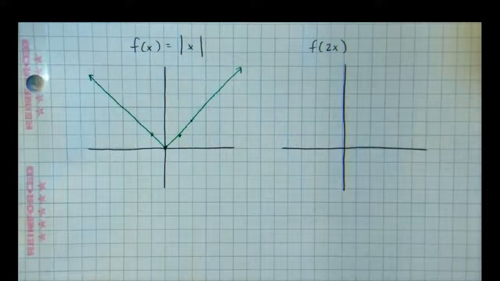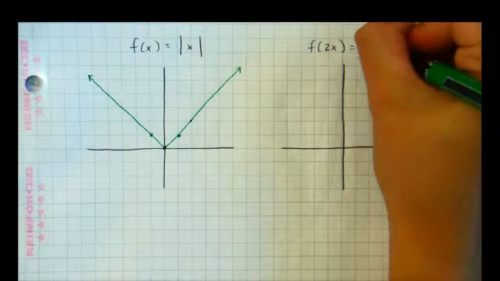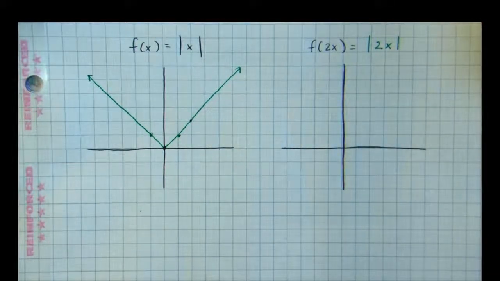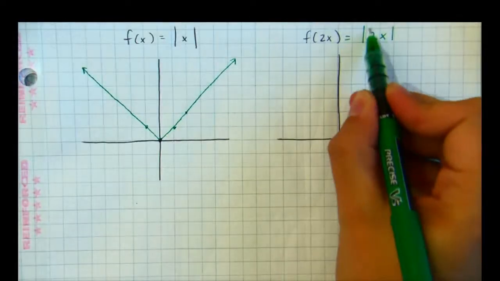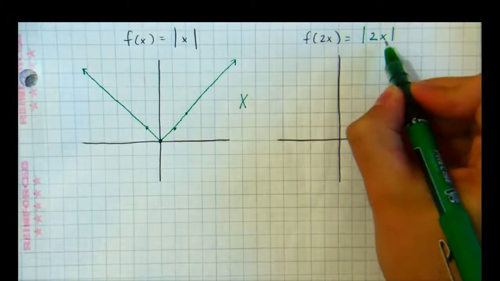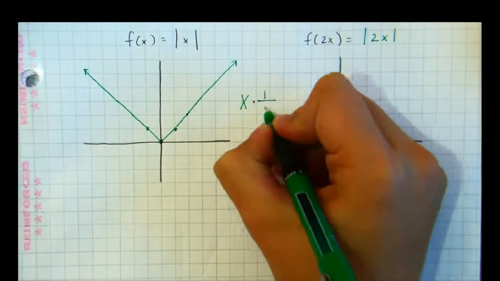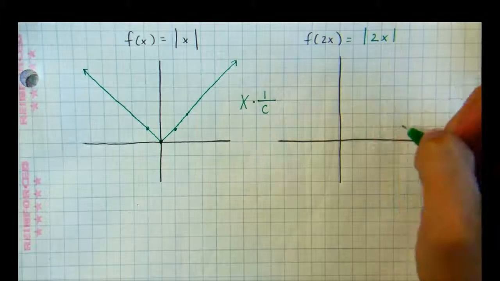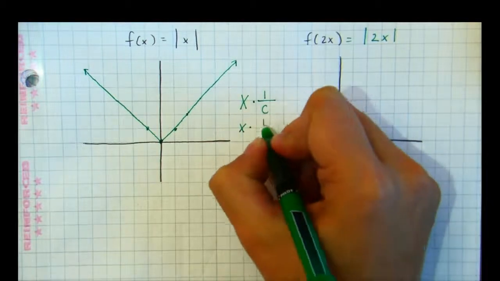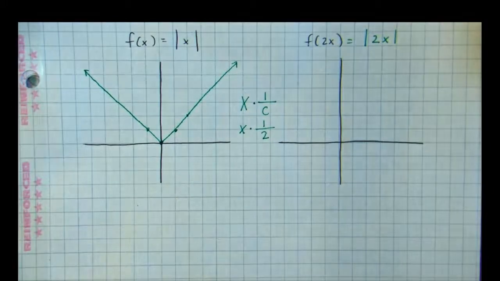Okay, if I am taking f of 2x, this is the same thing as the absolute value of 2 times x. When I've got a value on the inside of my function, I'm taking my x values, so notice that I'm multiplying this x by 2. And I'm actually multiplying them with 1 over c, 1 over whatever that number is in front of x. So in this case, I'm taking my x values and multiplying them by 1 over, and that value on the inside is 2. X is being multiplied by 1/2.